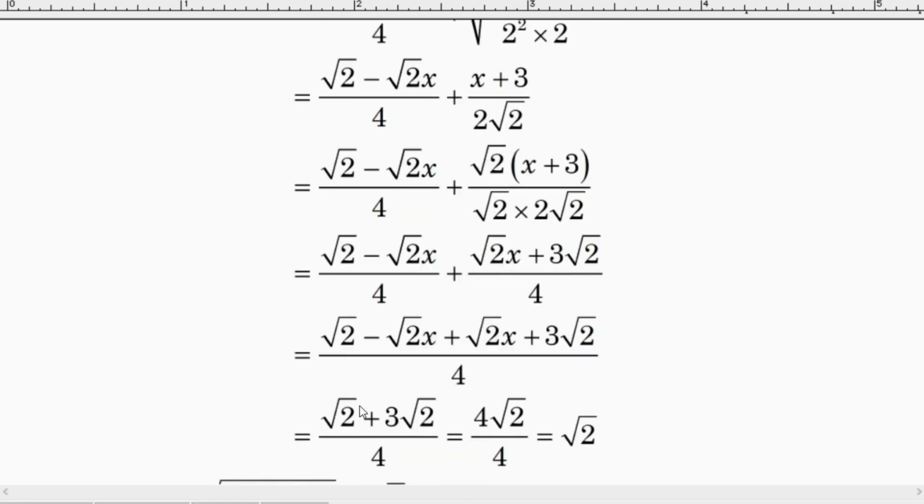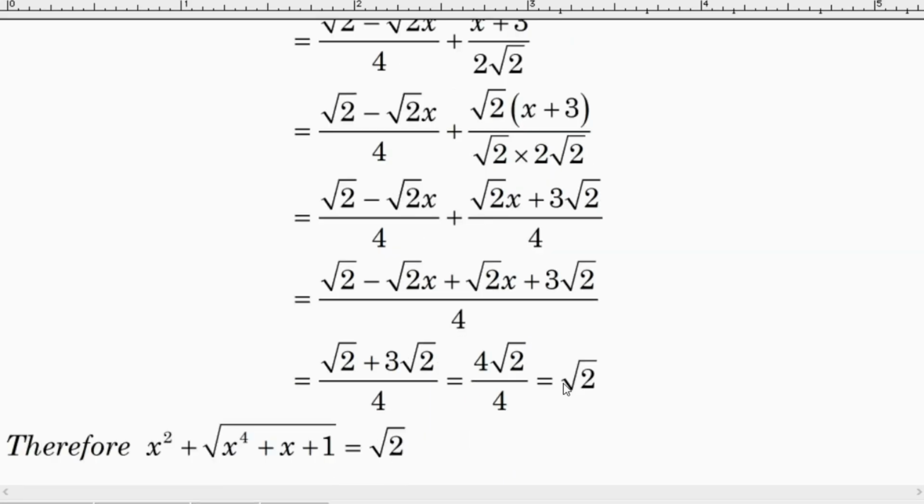So now we can see that we have to cancel out for these two terms. Okay, so then here we have square root of 2 plus 3 square root of 2. So that will be equal to 4 square root of 2. So now we can simplify 4 of the numerator can simplify with 4 of the denominator. Then that will be equal to square root of 2 here. Therefore, x squared plus square root of x to the power 4 plus x plus 1 equal to square root of 2 is the final answer.